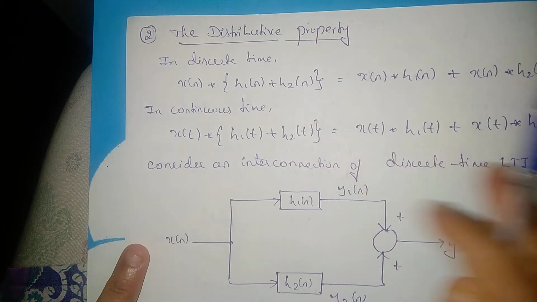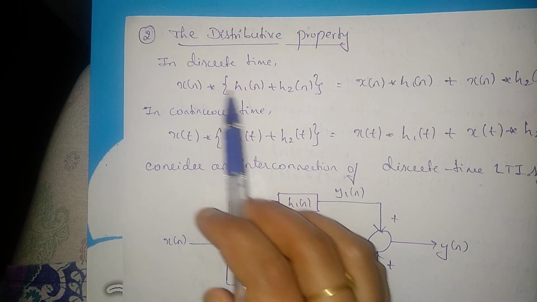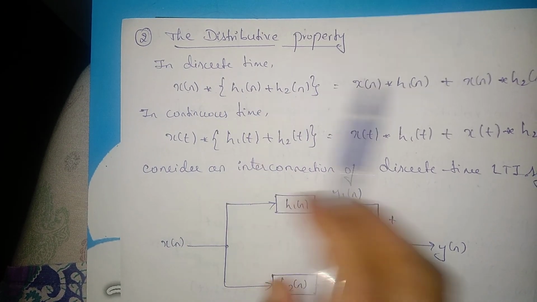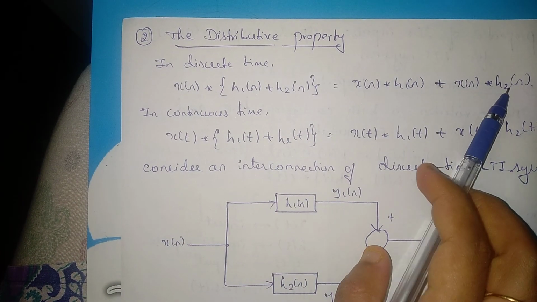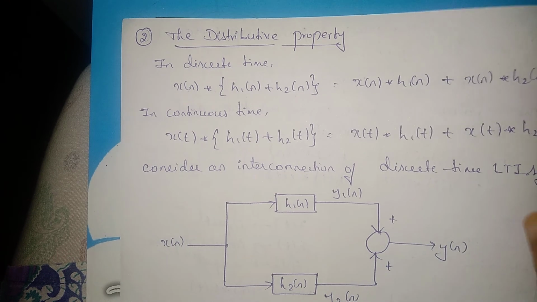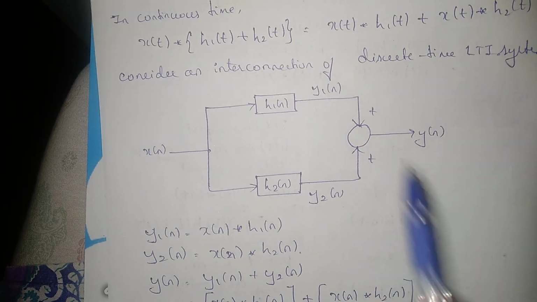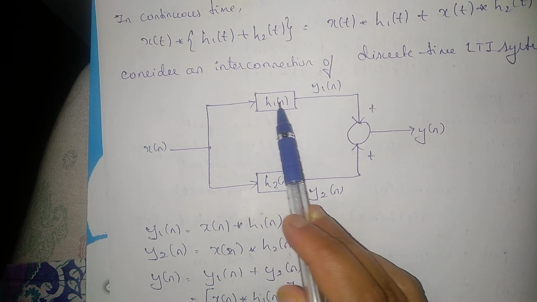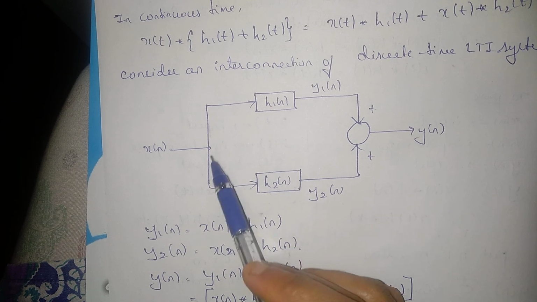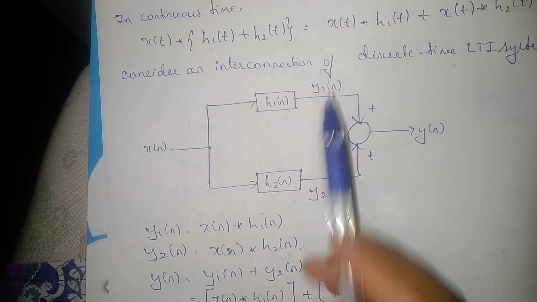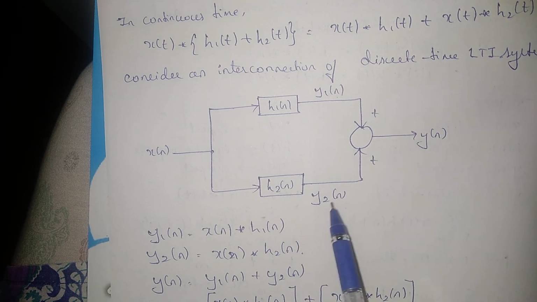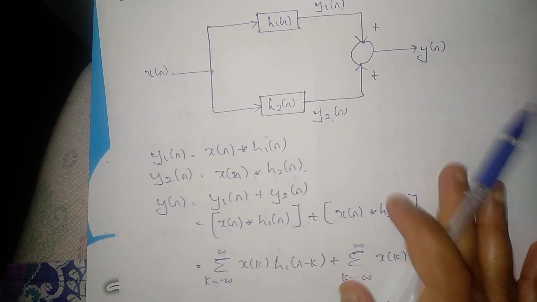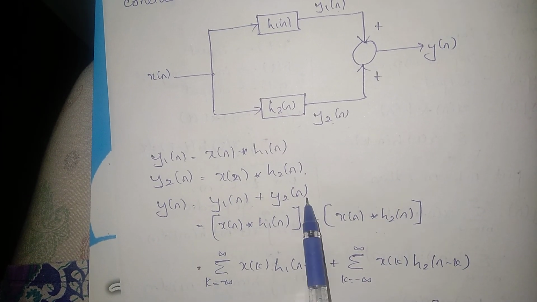The second one is the distributive property. Here x of n convolution with h1 of n plus h2 of n means I am splitting this into x of n convolution h1 of n plus x of n convolution h2 of n. Similarly in continuous time, to prove this I am considering this diagram. Here x of n, multiplying here means convolution, convolution h1 of n, that is y1 of n, then x of n convolution h2 of n, that is y2 of n. If we add y1 of n and y2 of n, you will get y of n. So y of n is y1 of n plus y2 of n.